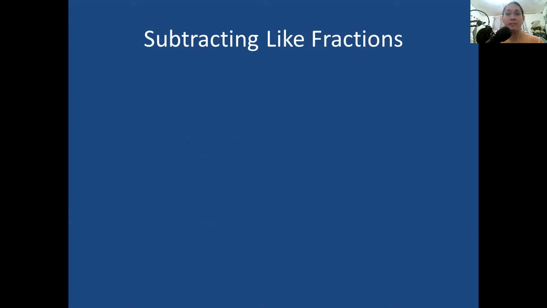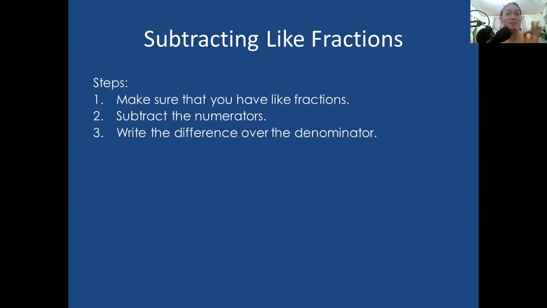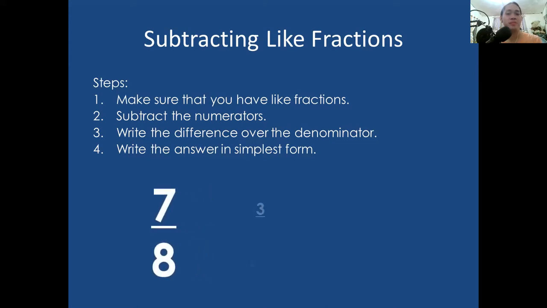So next, subtracting like fractions. Same steps. Step 1, make sure that you have like fractions. Step 2, subtract the numerators. Step 3, write the difference over the denominator. And step 4, write the answer in simplest form. So we have 7 over 8 and 3 over 8. Let's revisit the steps rather.